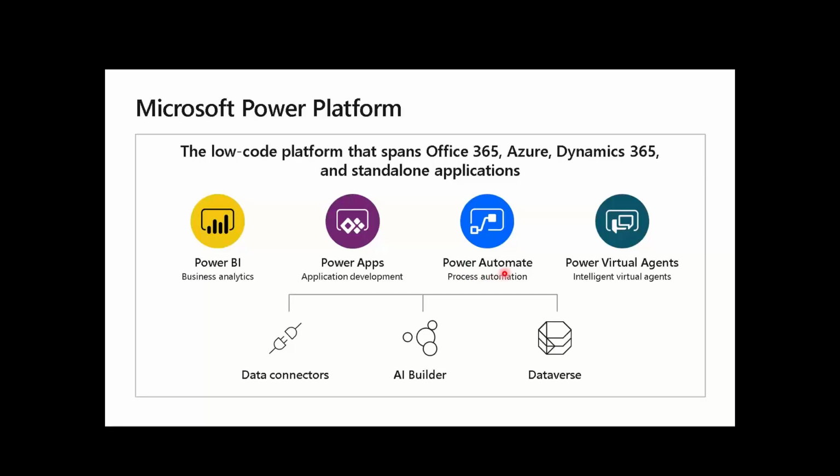The third one is Power Automate, which you can call a workflow engine. It basically helps us automate our processes. If you are working with any business and there is some kind of task that you want to automate, Power Automate helps us to do that.